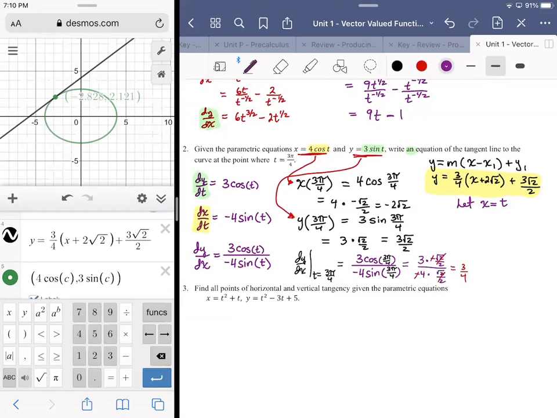And then once you have that definition, all you're doing is replacing all the x's in your y with t's, because now we know that x and t are equivalent to one another. I could say y is equal to 3/4 t plus 2 rad 2 plus 3 rad 2 over 2.